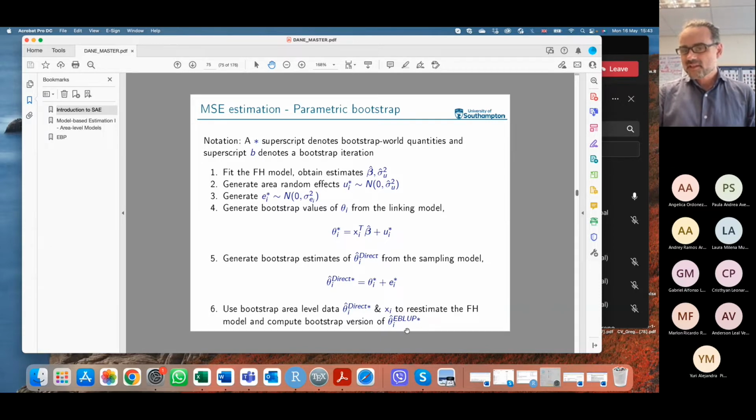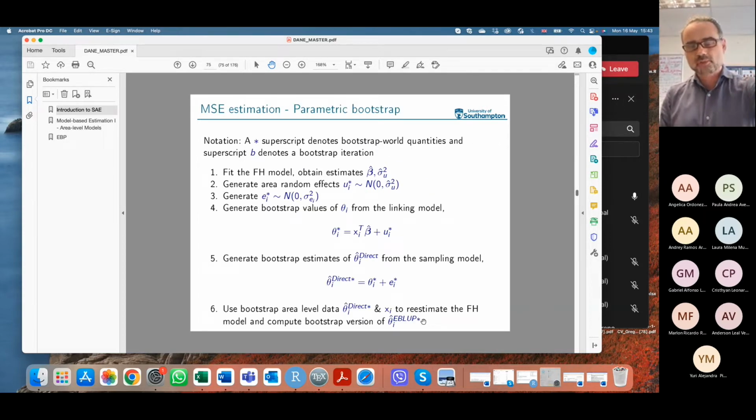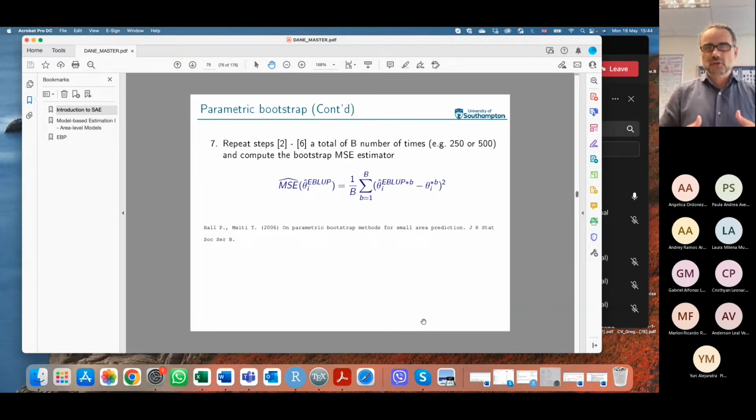You see that the new theta_i hat EBLUP also has a star here. Why does it have a star? Because to obtain this new set of EBLUPs, I use my bootstrap data, not my original data. What I need to do now is repeat steps 2 to 6 a large number of times: regenerate area effects, regenerate e_i stars, calculate new bootstrap values of theta_i, calculate a new set of direct estimates, recalculate my EBLUPs, and repeat that a large number of times.